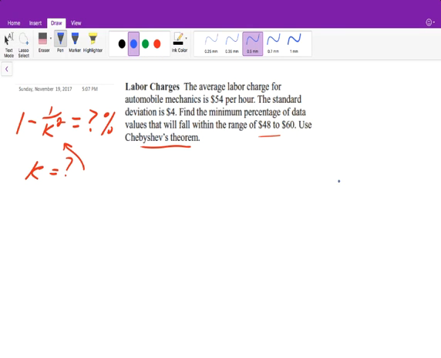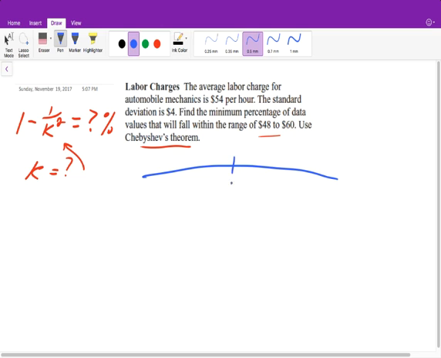Well, the way we solve for k is we use our number line, and we put our mean right in the middle. It's 54. And then as we move our tick marks, our standard deviation is 4, so we're just adding 4 to it. So it's 58. Well, 58 is not the maximum, and then the next one would be 62, which is more than the maximum. So that means we actually need to be somewhere in between here. We need to be at 60.